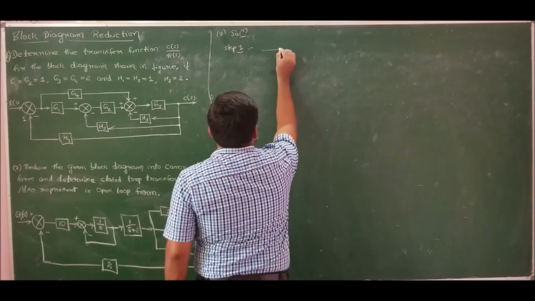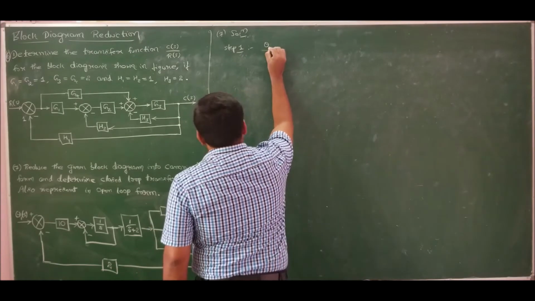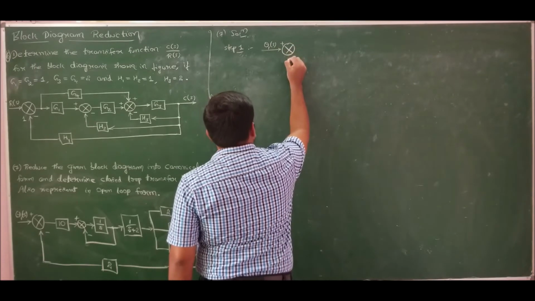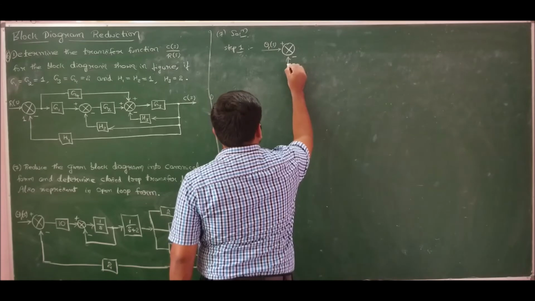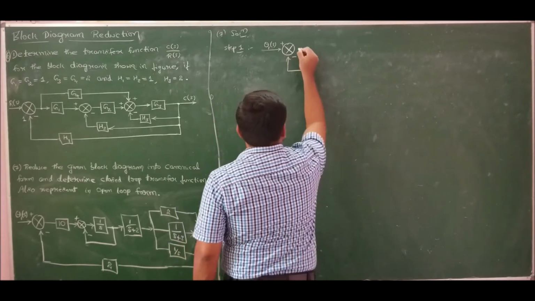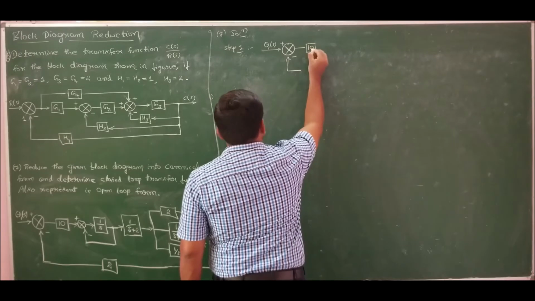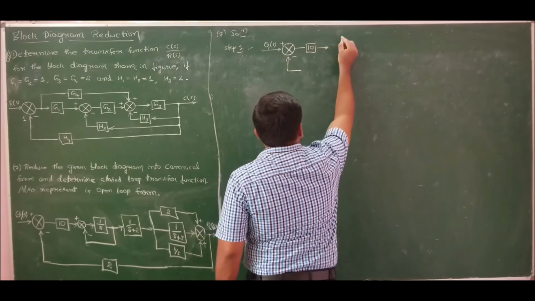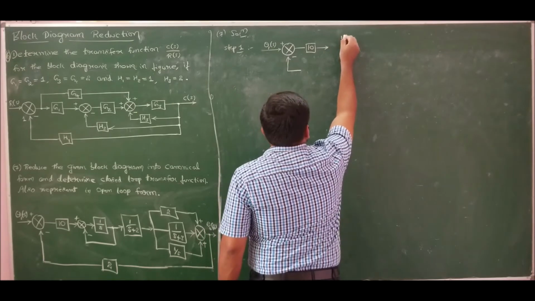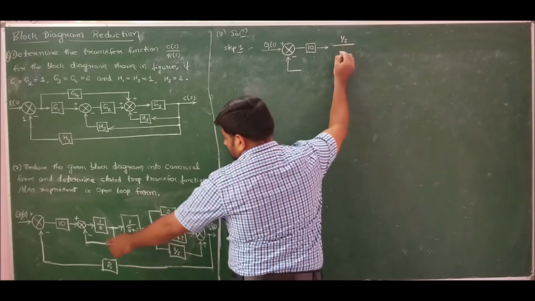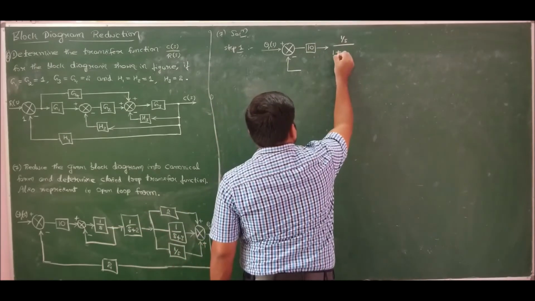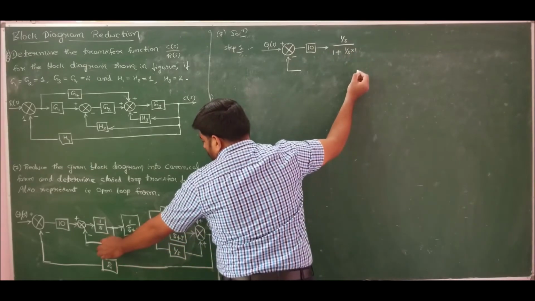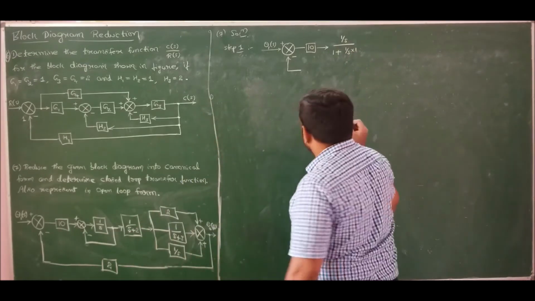So first we have theta 1 of s as the input, plus we have a summing point with negative sign. We have the block value as 10. Since this is a loop, we know that the solution is g of s divided by 1 plus g of s into h of s, since the feedback is negative. H of s is 1, because if you don't have anything, it means that the block value is unity.